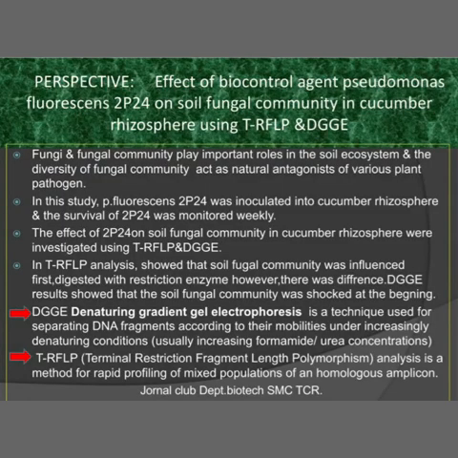Future perspective. It is suggested that only 17% of the known fungi can be readily grown in culture, as traditional methods have many pitfalls. Culture independent methods show great potential, and the perspective is the effect of the biocontrol agent Pseudomonas fluorescens 2P24 on soil fungal community in cucumber rhizosphere using TRFLP and DGGE. And if you don't know what TRFLP and DGGE are, it is clearly mentioned with the red arrow marks in the slide.